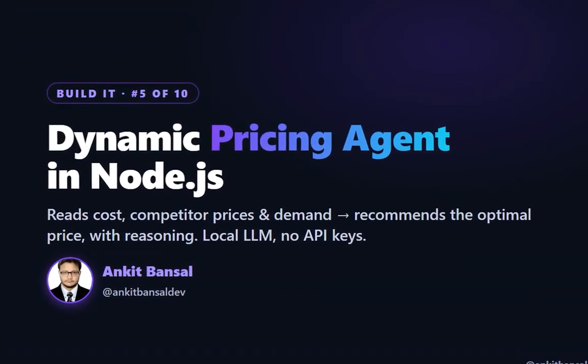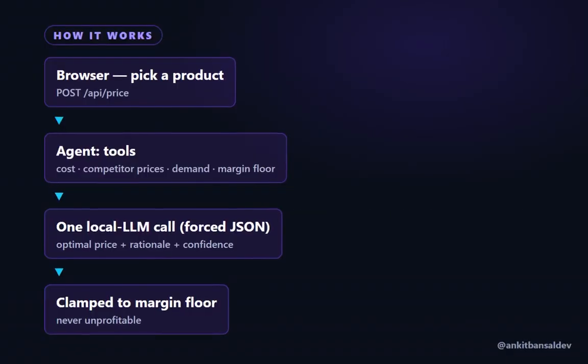This is agent number 5, a dynamic pricing agent in Node.js. It reads your cost, competitor prices, and demand, then recommends the optimal price, running on a local model with no API keys. Here's how it works.